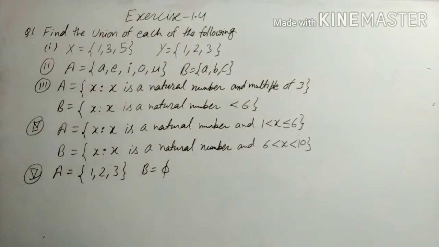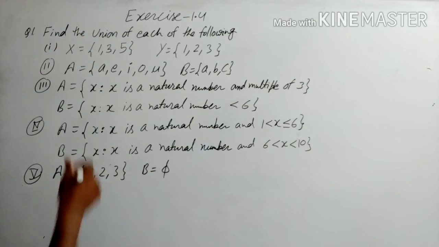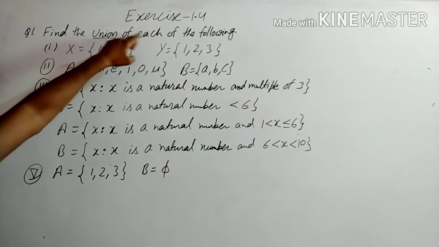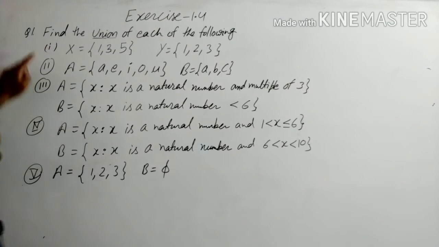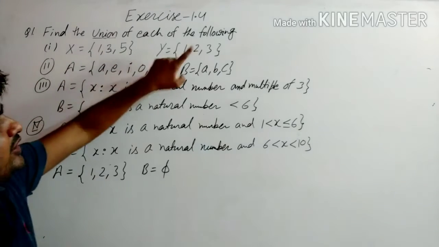The question number first is find the union of each of the following. Question number first: X is 1, 3, 5 and Y is 1, 2, 3.